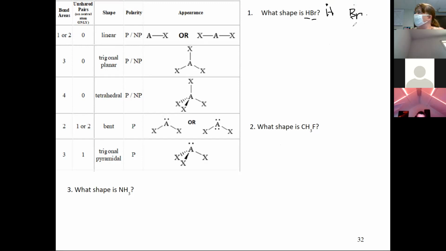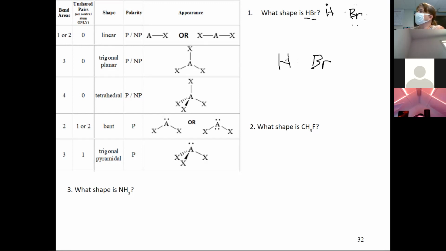1, 2, 3, 4, 5, 6, 7. So 3 pairs and a single. There's only 2, so we don't need to worry about a central atom. They have to go side by side. They could go top to bottom. It doesn't matter. We could do the Br first and then the H. Again, it doesn't matter. Side by side.